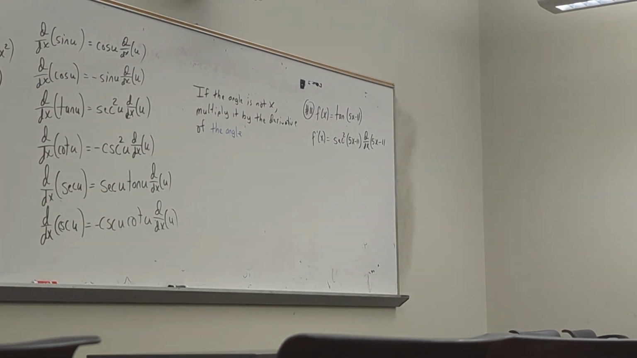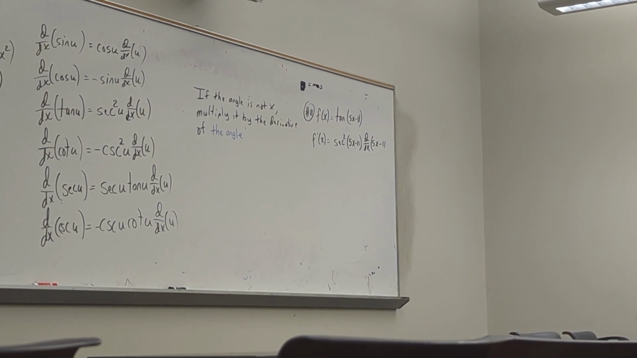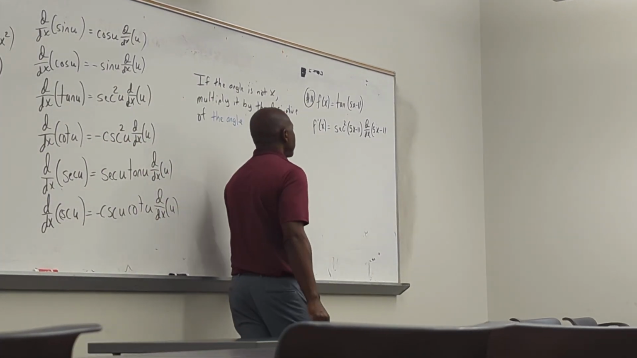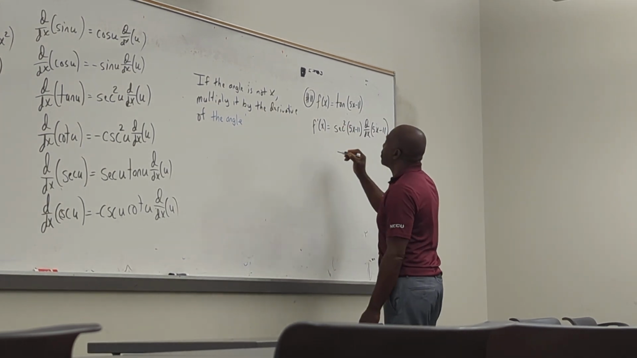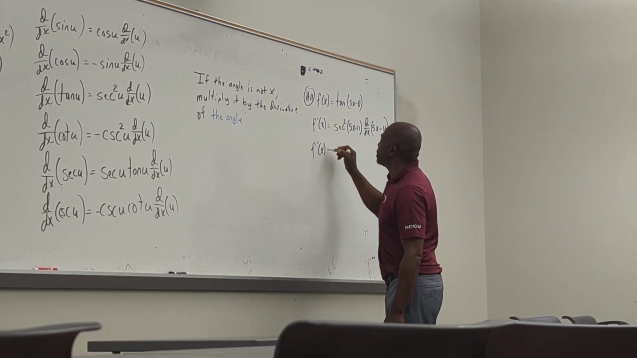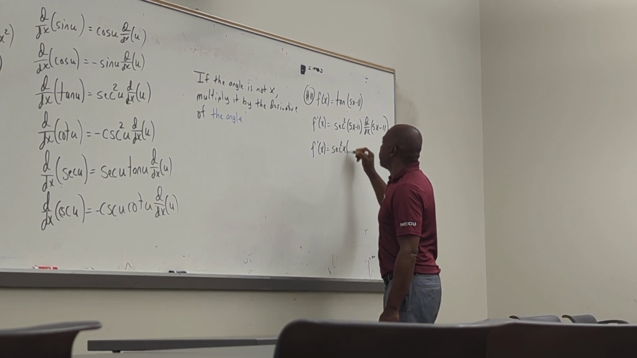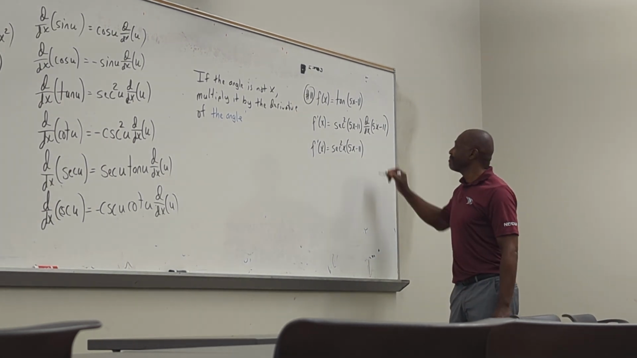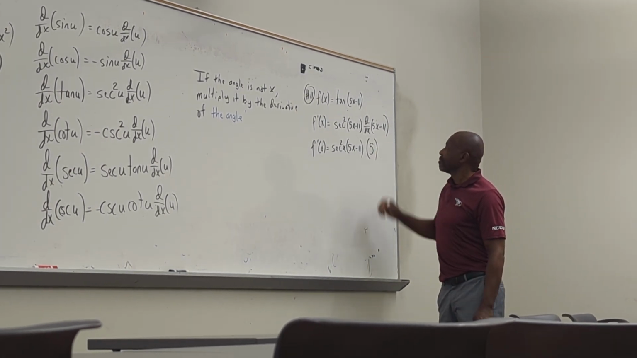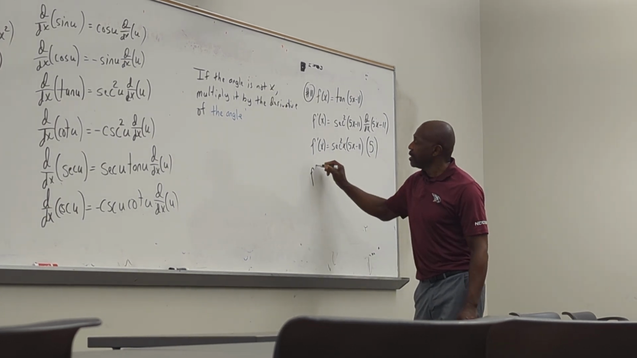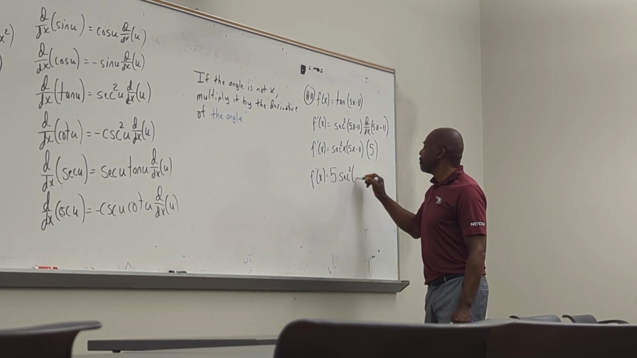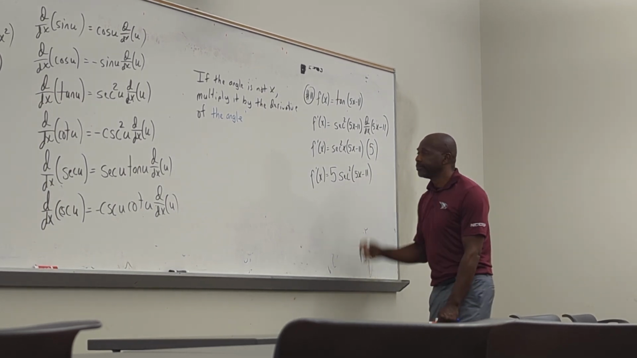Since it's not x, I have to multiply it by the derivative of what? We good? So now we have f prime of x is secant squared of 5x minus 11. Well, what's the derivative of 5x minus 11? 5. Oh, wait, yeah, 5. So we can write the answer as f prime of x is 5 times the secant squared of 5x minus 11.